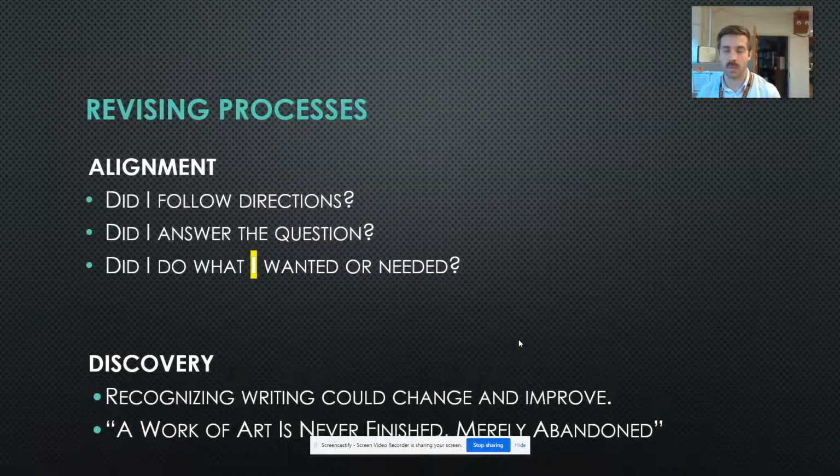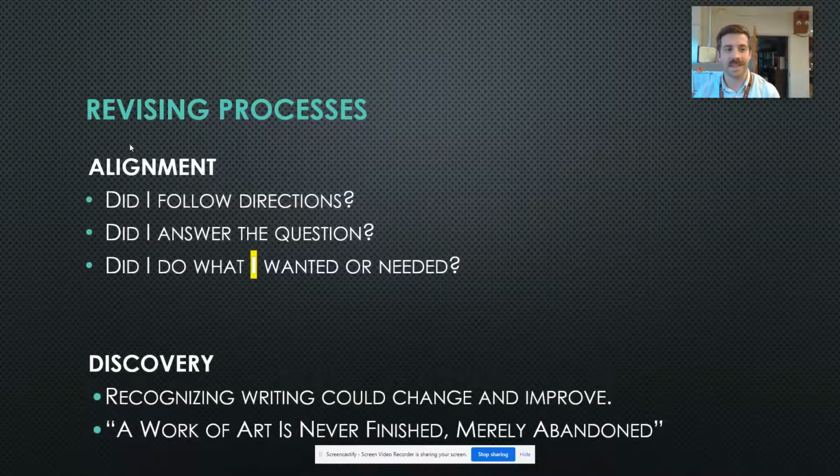There are two types of revision that I want to identify for you. The first one is alignment revision, which basically asks, did I follow the directions, right? Mr. Rested asked me to build a house. Did I accidentally build a Taco Bell? I don't know, they're both structures. They look kind of similar. If I didn't know the difference between a house and a Taco Bell, I may not know.